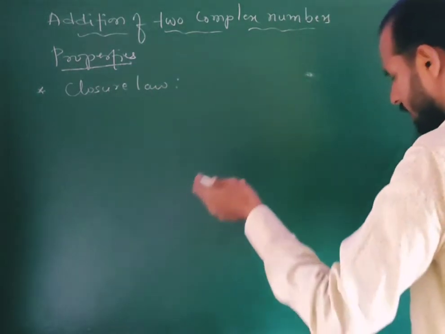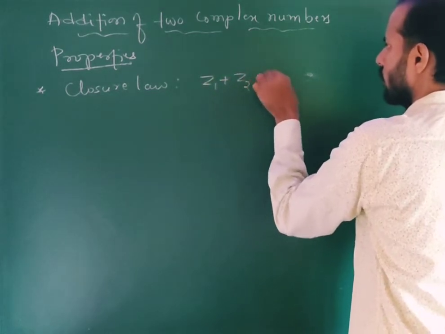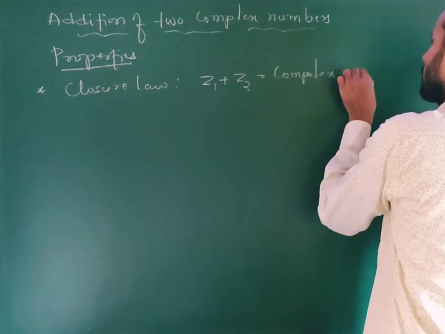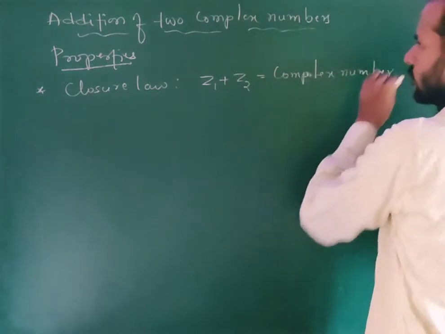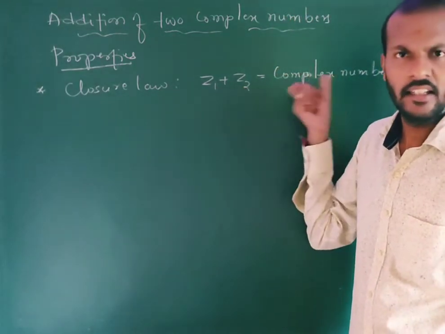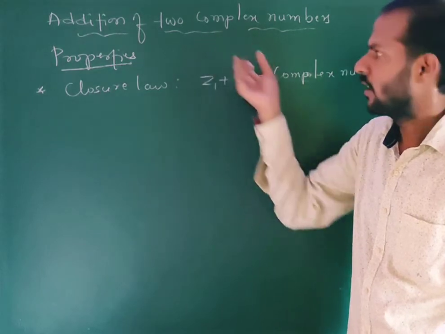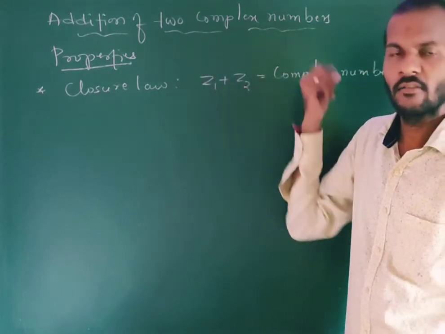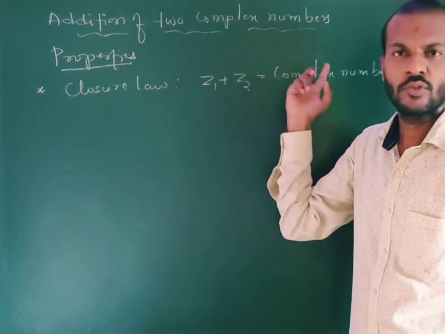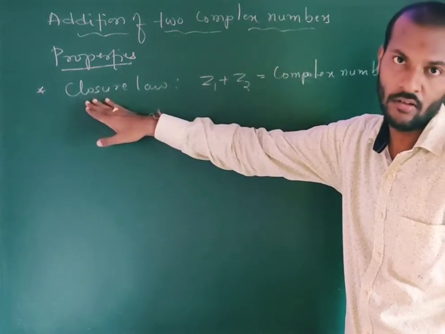That is nothing but Z1 plus Z2, which is equal to a complex number. Closure law, what does it indicate? The sum of two complex numbers is again a complex number. Already we have seen in addition of two complex numbers, we are adding two complex numbers. Again, what do we get here? Again, we get a complex number. The sum of two complex numbers is again a complex number, which shows the closure law, right?